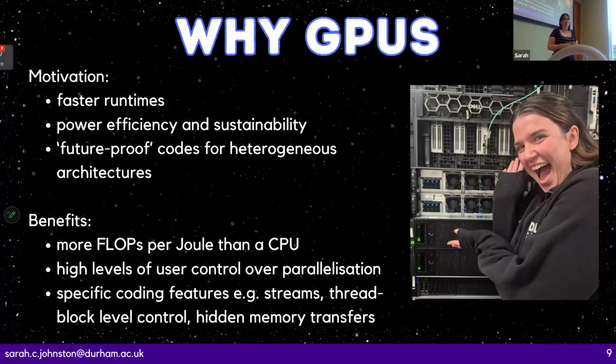And that's because GPUs do have a lot of benefits. And I think I come from a very biased camp in astronomy where people spend all day talking about how awful GPUs are. So it's sometimes nice to remind myself and other people that they are really great devices and are really useful. We get more floating point operations per second per joule out of them than a CPU. We get really high levels of user control of parallelization, and there are lots of really specific features, like using streams or thread block levels or hidden memory transfers, that we can only really do on GPU-like devices that are actually really beneficial to us when it comes to the software.